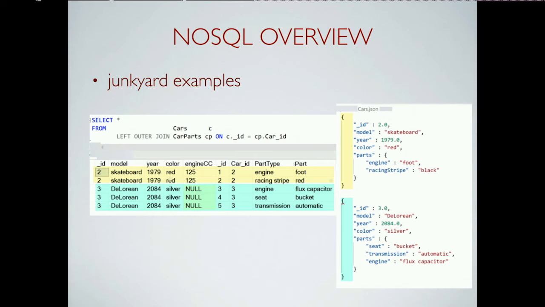One thing I did want to point out, if you look at the parts, you'll see we've got engine and racing stripe, and then seat, transmission, and engine in the bottom one, right? Notice that they're different. So those are kind of like fields in a table, but they don't have to be the same. And there are cases where that makes a lot of sense and cases where it doesn't. We'll look at that a little bit.